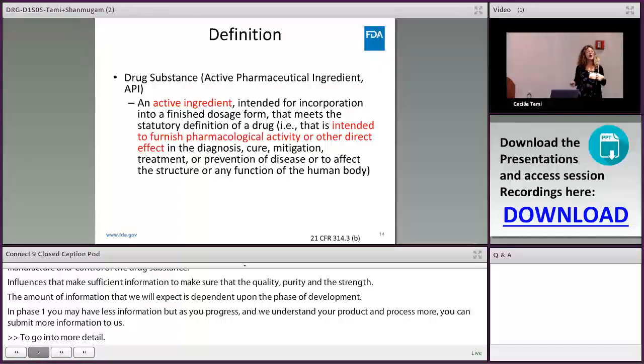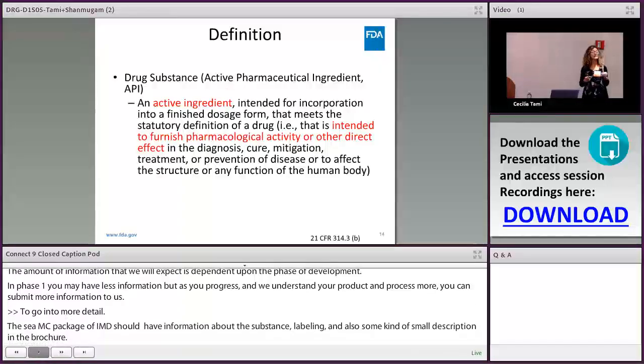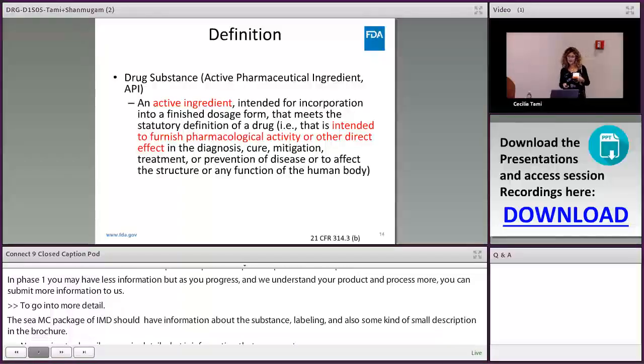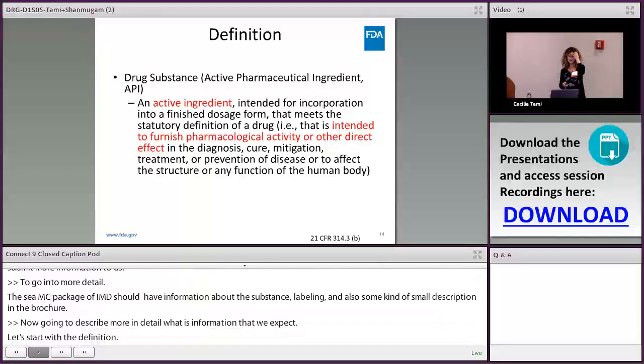Now I'm going to describe a little bit more in detail what is the information that we expect for drug substance. Let's start with the definition. A drug substance is an active ingredient that is intended to furnish pharmacological activity or other effects, and is not to be used in human subjects.